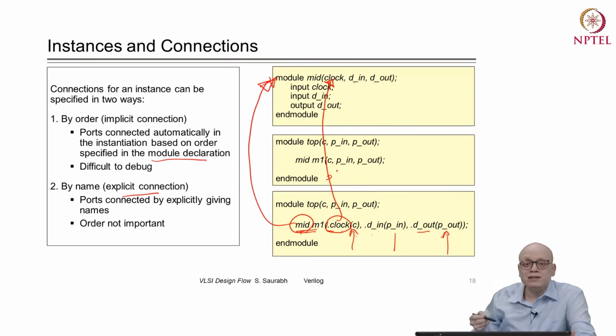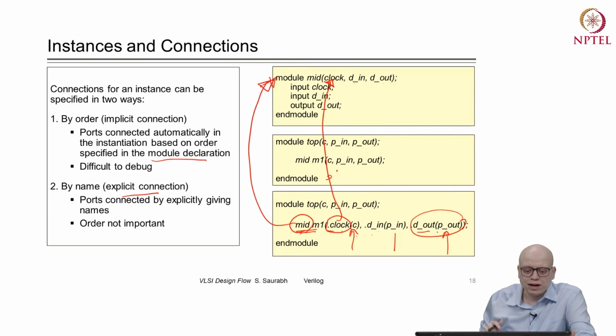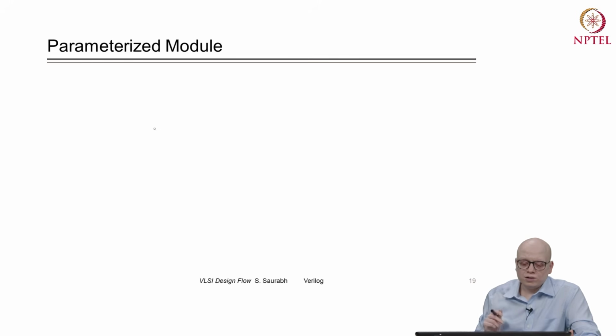So, we are explicitly making the connection with the ports, and in this order we can define this first or last, it does not matter, the connection will always be correct. So, as far as possible we should try to define connections explicitly while doing instantiation when we write Verilog code. Now, let us look at what are parameterized modules in Verilog.